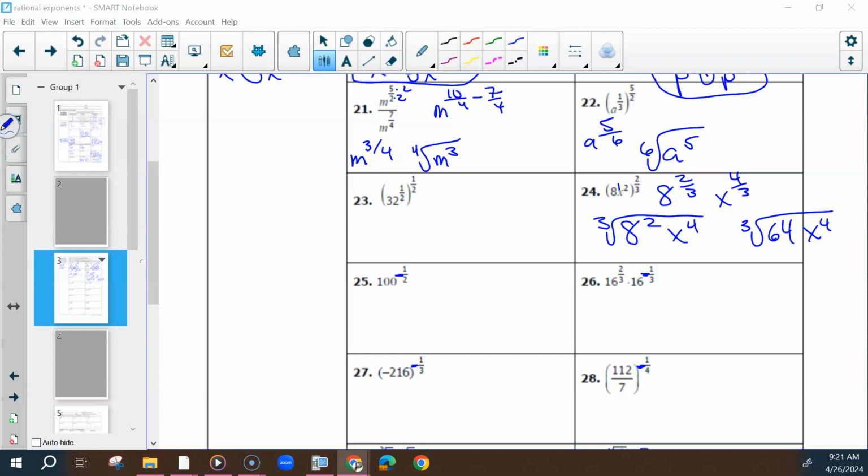What is the cube root of 64? 4. And 3 goes into 4 once, with 1 left over. So that would be 4x times the cube root of x. Any questions, confusions so far?